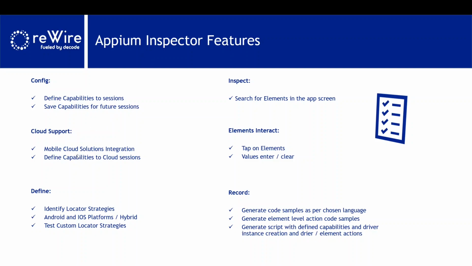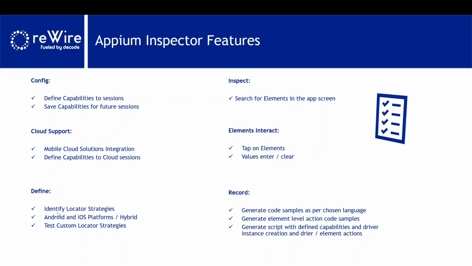Okay, and mobile cloud solutions integration, and define capabilities to cloud solutions over here, and then define locator strategies for Android and iOS. Even for iOS we are going to use the same interface only, but different capabilities. In Android, we have app package and app activity to identify that particular app, but in iOS, we need to use the bundle ID.